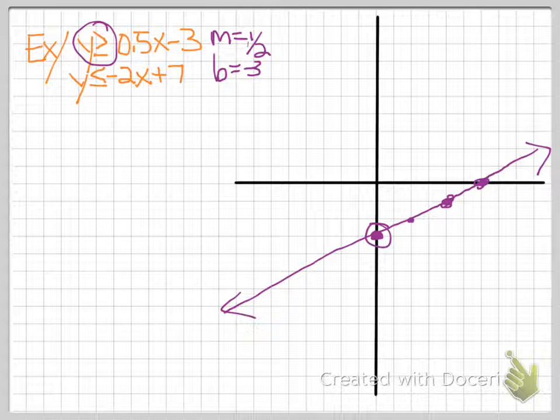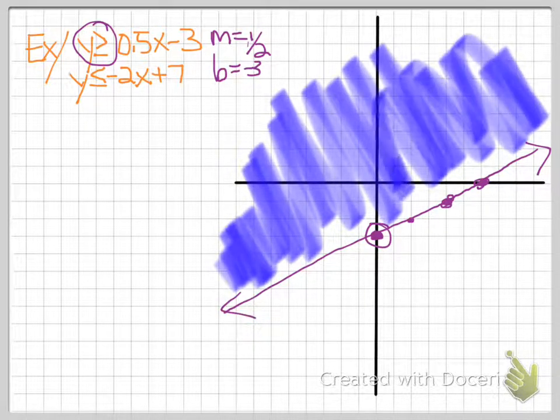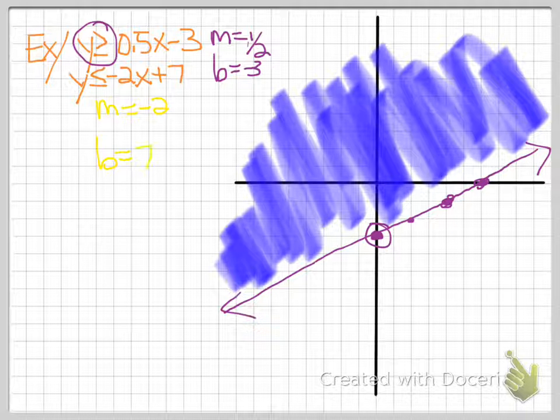So let's go ahead and shade above that line. My next inequality, the slope is negative 2 and the y-intercept is 7. So I'm going to plot my y-intercept at 7, and apply my slope. My slope is negative 2, but remember slope is rise over run, so it's negative 2 over 1. So I'm going to go down 2, right 1. Down 2, right 1, down 2, right 1.